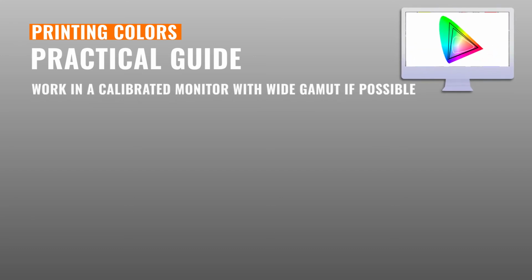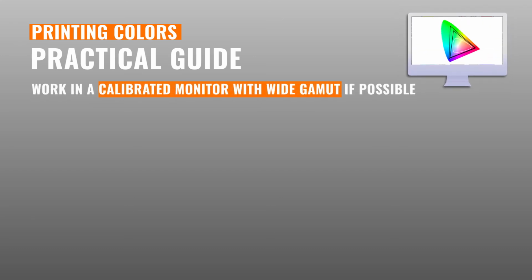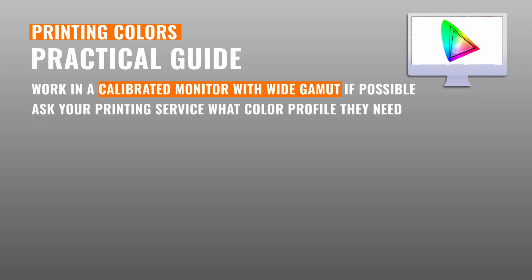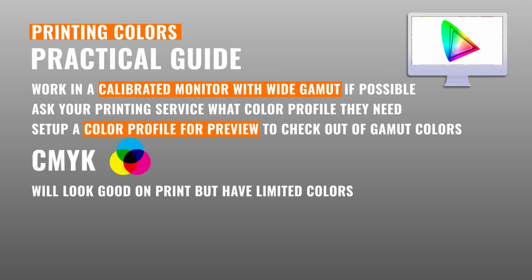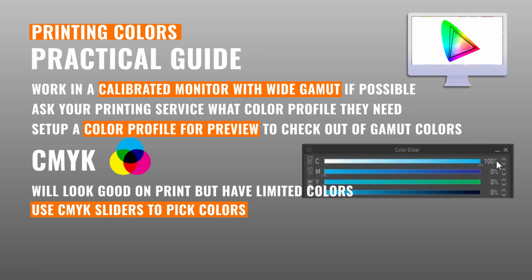To recap, here's a practical guide for choosing colors. Ideally, you will have a color-calibrated monitor with a wide gamut and proper lighting conditions. Contact your printing service to know what color profile they need. Set up a color profile for preview and use it to check out-of-gamut colors. The CMYK color space will look good in printing, but we have limited colors. Use the CMYK color sliders to pick the colors.